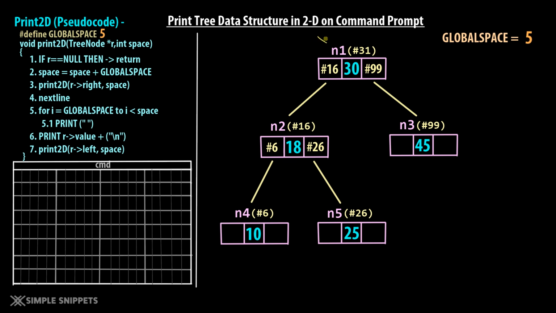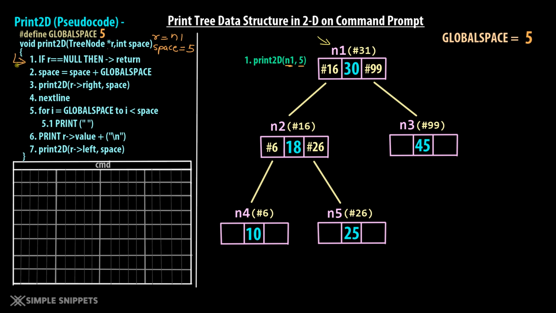Of course we will start from the root node. So in the first print2d we will pass n1, that is the root node, and the second value let's pass 5. You can pass any value over here and that would completely impact the spacing itself, nothing else. So first time the r value is n1 and the space is equal to 5.